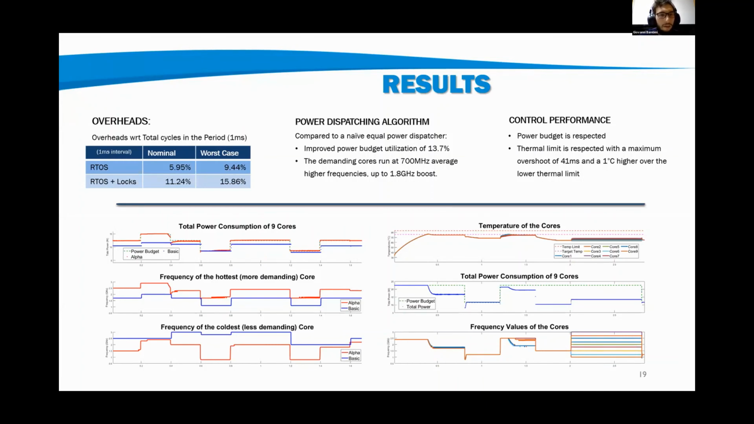On the right graph, we can see the control performance if we consider some decided inputs to test all the features of the control. We can see the step as an initial command, and we can appreciate a really low overshoot of 41 milliseconds and just a maximum of 1 degree higher over the lower thermal limit. We can see that the power budget is fully utilized and respected, and also that the frequency is kept at the maximum possible.